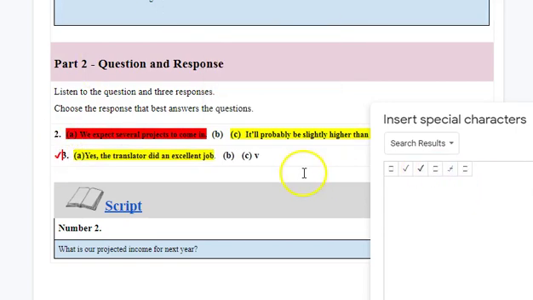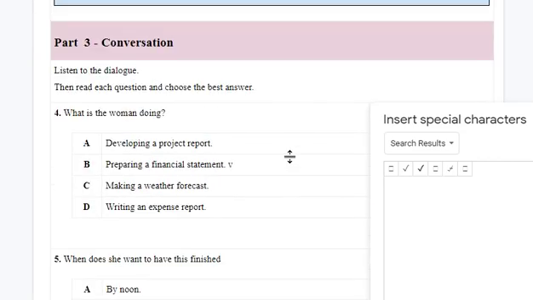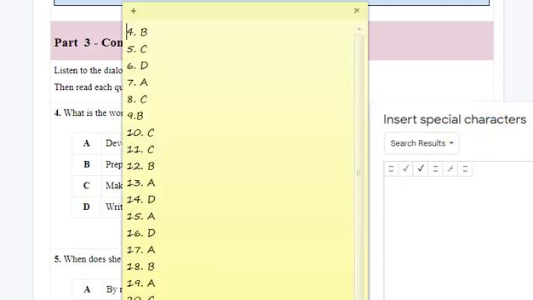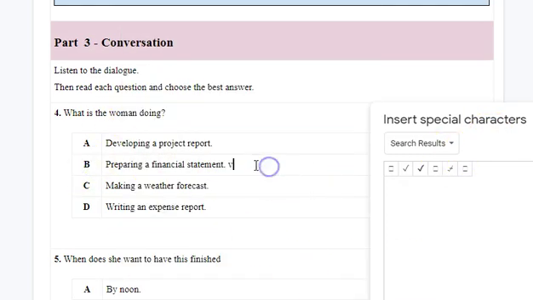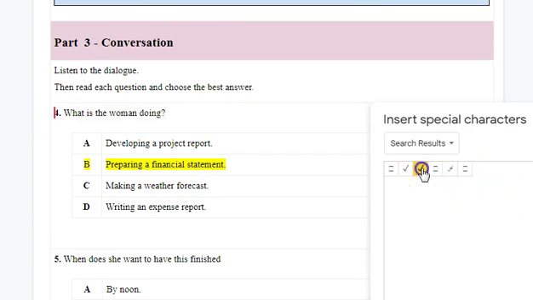So, let us proceed to part three, conversation. Listen to the dialogue, then read each question and choose the best answer. So, what is the woman doing? B. Preparing a financial statement. Very good. And let me just put a check mark.